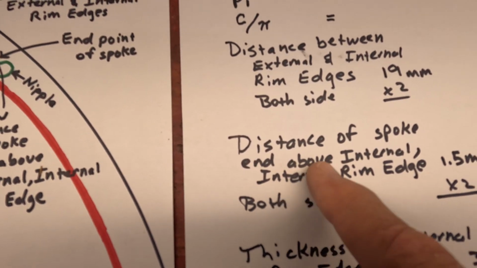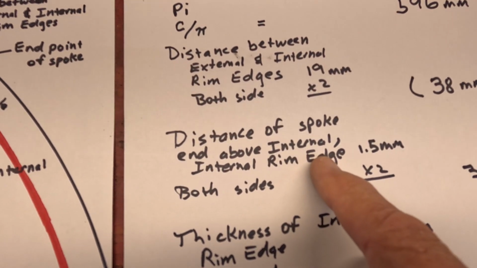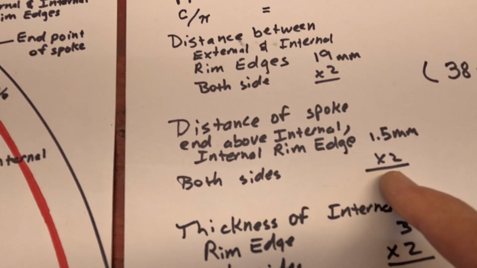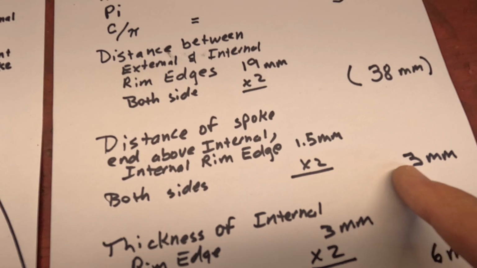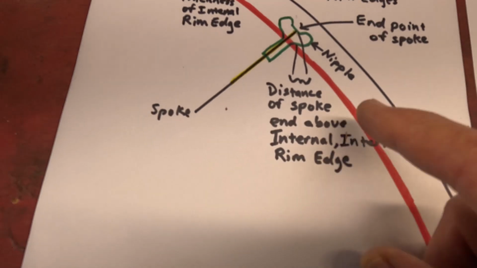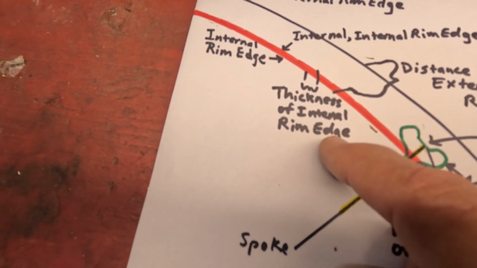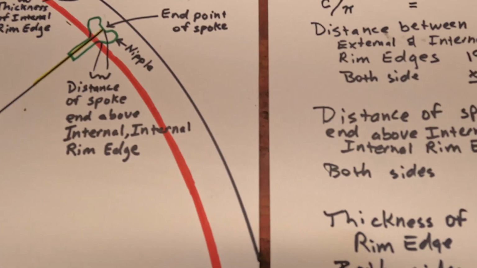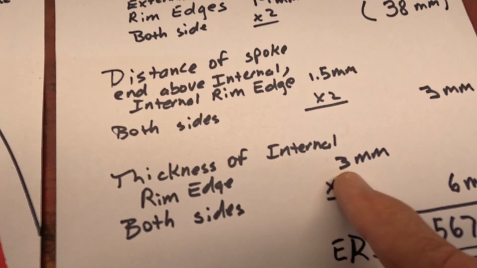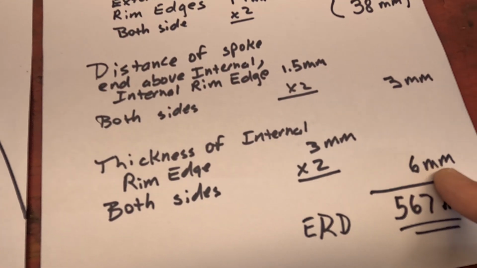Now I also need the distance of the spoke end above the internal rim edge, and I've calculated that to be 1.5 millimeters, and I need both sides of that. So 2 times the 1.5 would be 3 millimeters. And then I also need the thickness, so that's the little red area here, the thickness of the internal rim edge, as I've shown right here on the diagram. The thickness of the internal rim edge is 3 millimeters. Both sides of that is 2, so 2 times 3 would be 6.